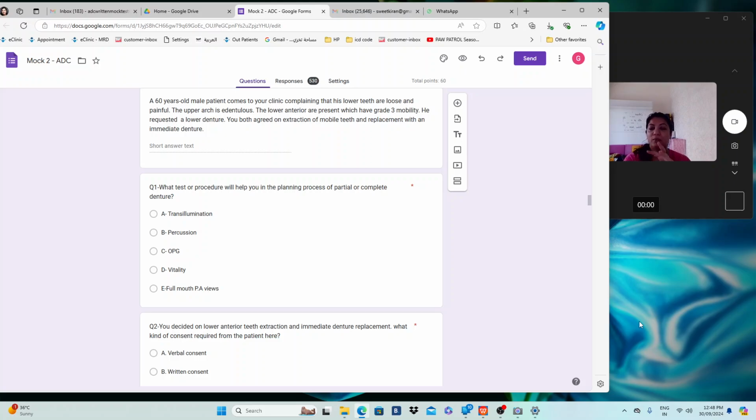Okay, many keywords out here, and a deep understanding of the subject is required. 60-year-old, lower teeth are loose, and it is decided that the lower anterior teeth, which are grade 3 mobile, will require a lower denture. The question is not mentioning that the posterior teeth are absent, so you have to assume that they are present. And you also have to assume that they are present because he's asking for a replacement with an immediate denture. So if you're going to give an immediate denture on the lower teeth, posterior teeth have to be present.